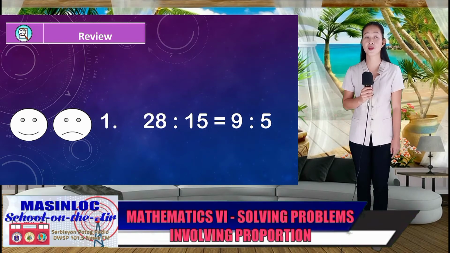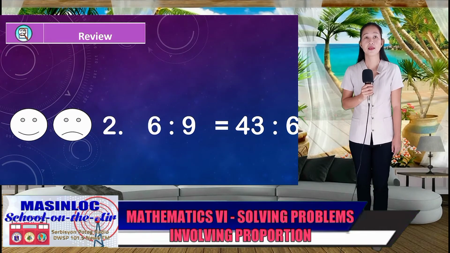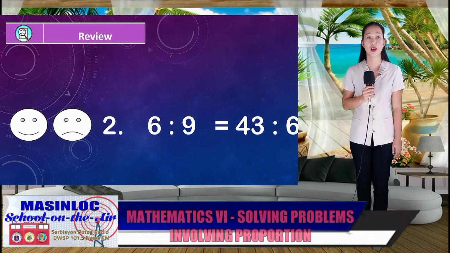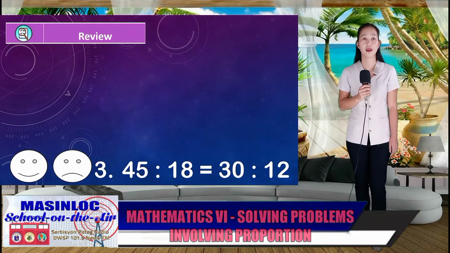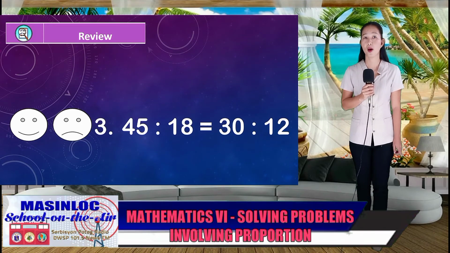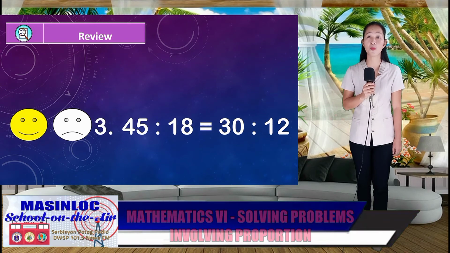Okay, let us see if your answers are correct. Very good. The sad face. The ratios do not form a proportion. Number 2. 6 is to 9 equals 43 is to 6. Happy face or sad face? Good job. Again, a sad face. Number 3. 45 is to 18 equals 30 is to 12. What is your answer? Very good. This time, the ratios form a proportion. So, it is the happy face.